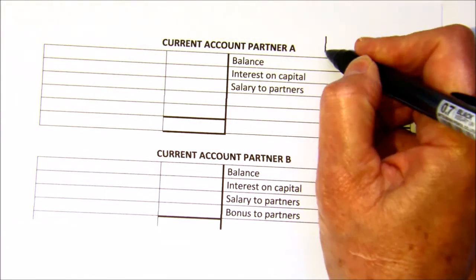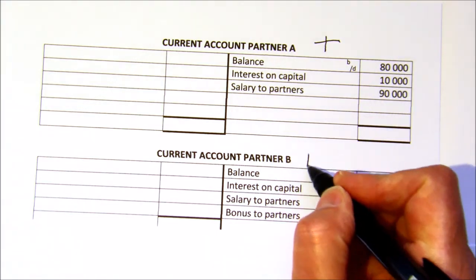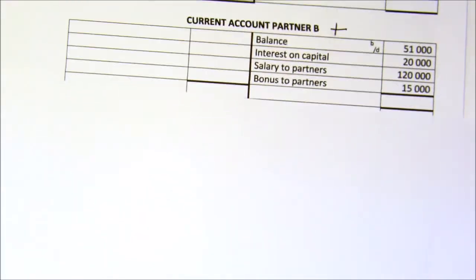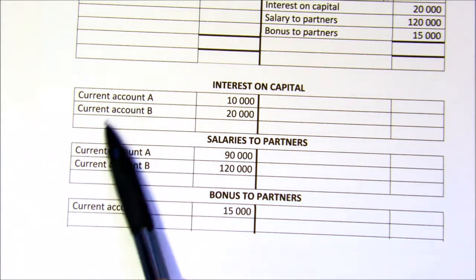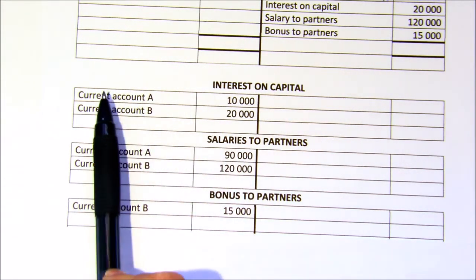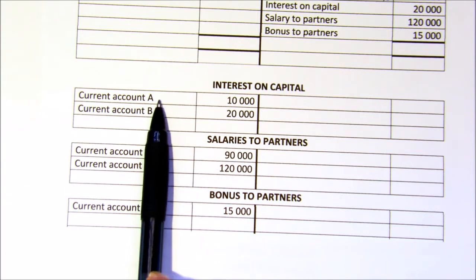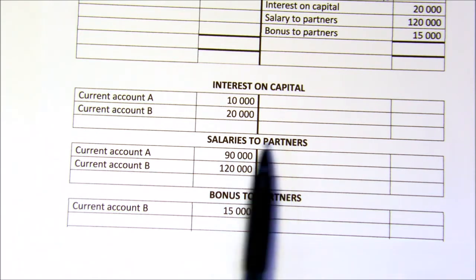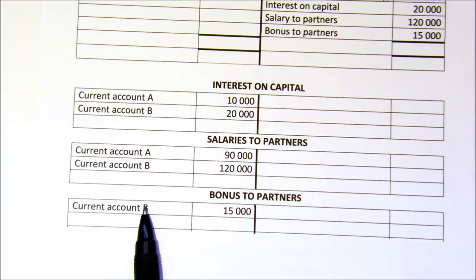So partner A is earning an interest, he's earning a salary, it's increasing his current account. Likewise with partner B, it's increasing his current account, so we would have the entries on the credit side. The double entries for all of those, following logic, we will now bring into our books as new accounts. The interest on capital went into two different accounts, the current account of A and the current account of B. Remember, these are ledger accounts, so the details must be the name where the double entry is. Salaries to partners likewise went to A and B, and bonus to partners only B earned. So there's your double entry.